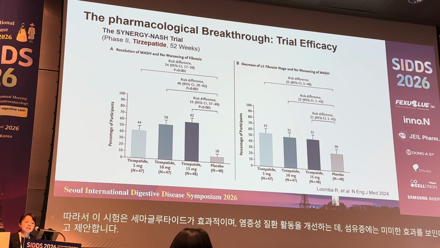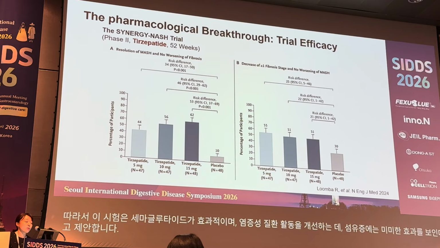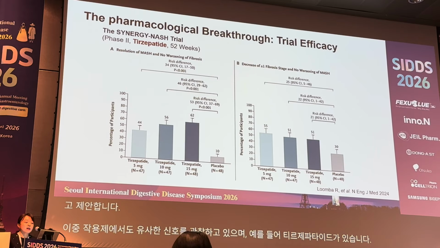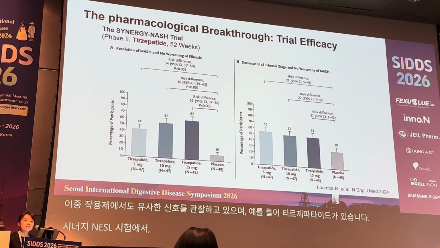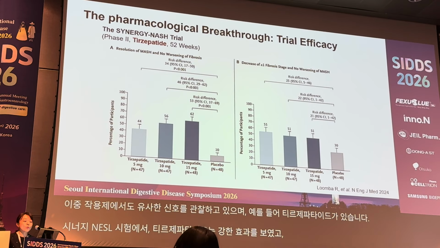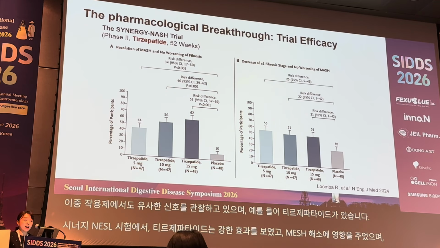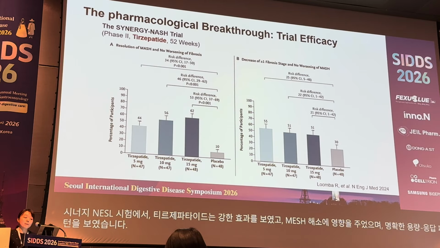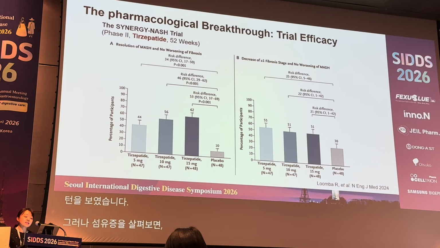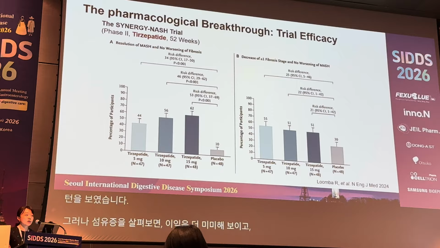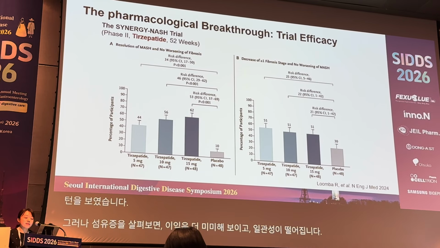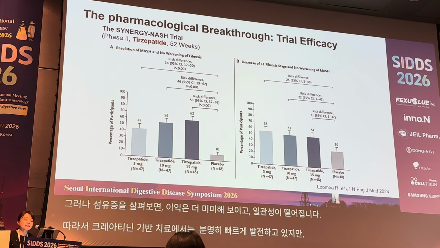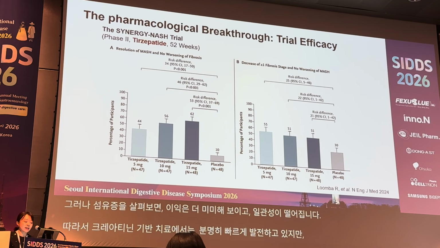We are seeing similar signals with dual agonists as well, such as tirzepatide. In the SYNERGY-NASH trial, tirzepatide showed a strong effect on MASH resolution with a clear dose-response pattern. However, when we look at fibrosis, the benefit appears more modest and less consistent. So, incretin-based therapy is clearly evolving fast, but the fibrosis gap has not been fully solved yet.